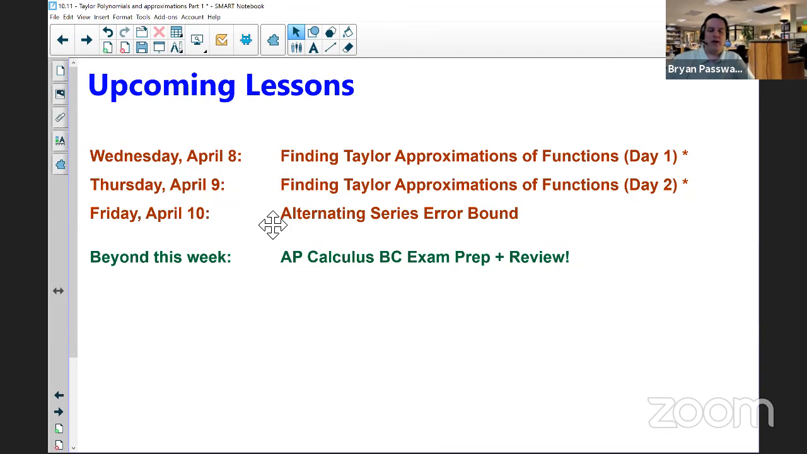And so one of the ways that we can decide how good our approximation is the alternating series error bound. So we're going to be able to tie this back to our alternating series that we learned earlier, which is tested, but also we're going to be doing more with Taylor approximation. So really, even though it says alternating series error bound, it's almost like a day 3 of Taylor approximations.